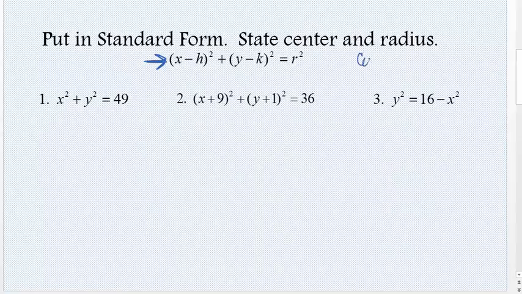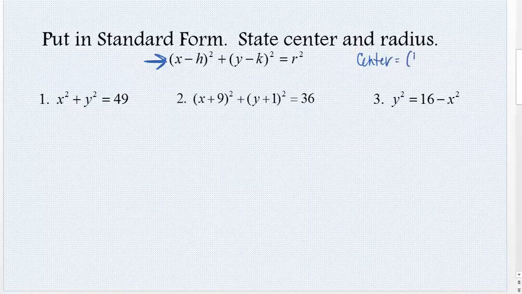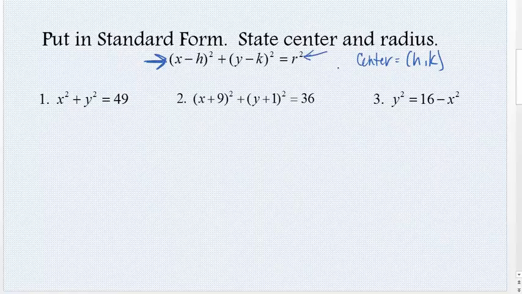And if you remember, the center is always (h, k), and we have to switch the signs when we take them out. Now, we take this format and we analyze equations to come up with the center and the radius. Okay? That's all you've got to do on these right here. So let's look.